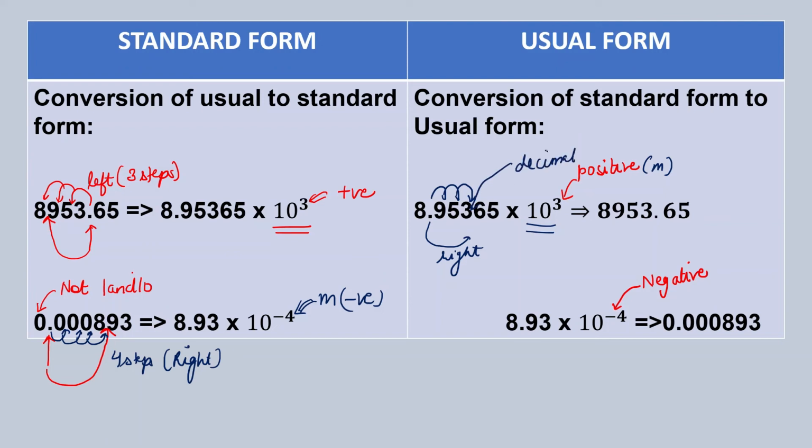Let's take one more example. Our m is negative in this case. That means it will move towards left. And how many steps? 4. So 1, 2, 3, 4. Now the trick is to insert 0 in between, as there are no numbers. So 1, 2, 3, and here is our decimal place. Hence your number will become 0.000893.